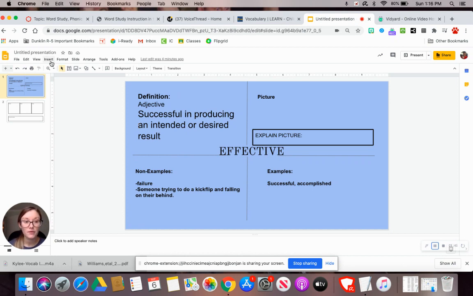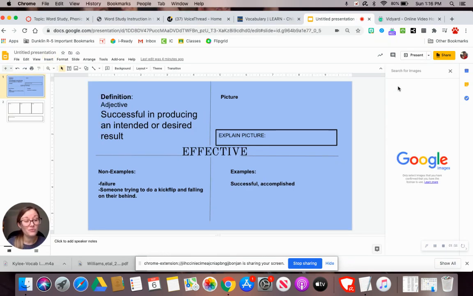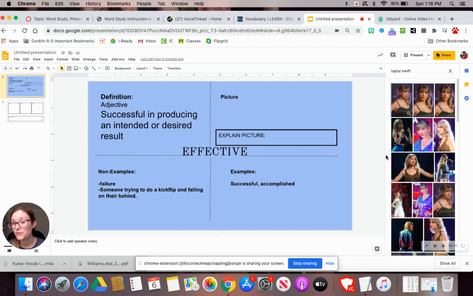So my example for that, who always comes to mind, is a person who I believe is very, very effective at her job. You may love her and you may hate her, but she's good at what she does. And it's Taylor Swift. So I'm going to find her picture.